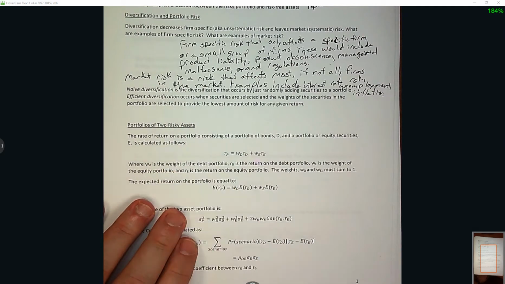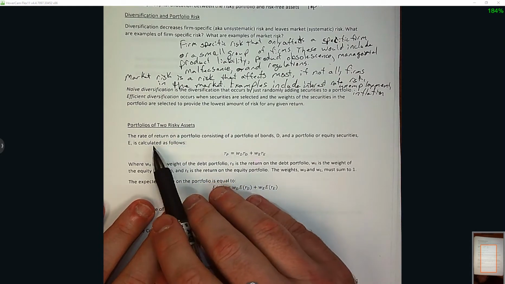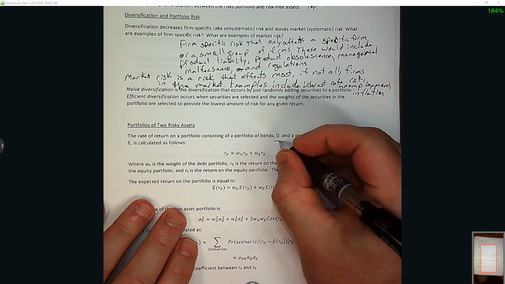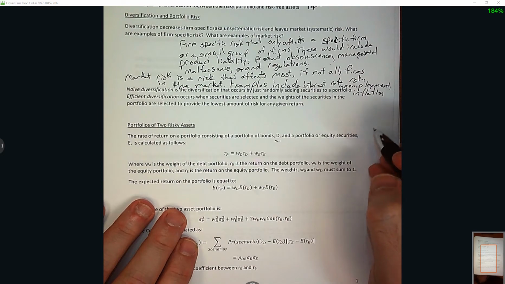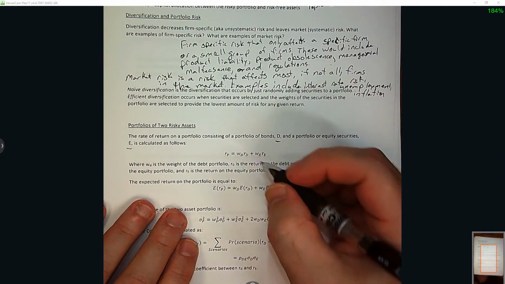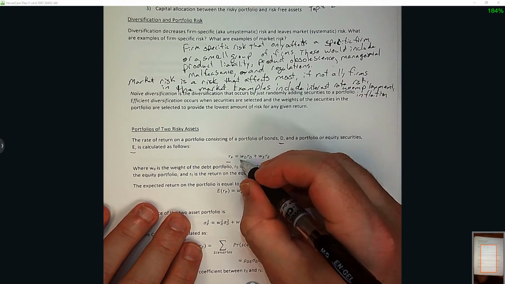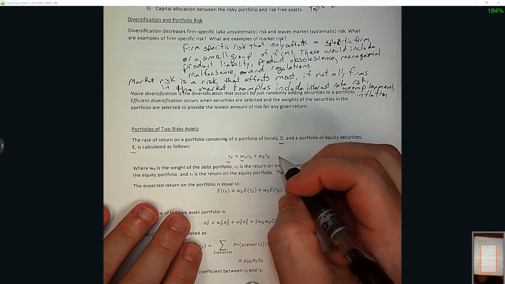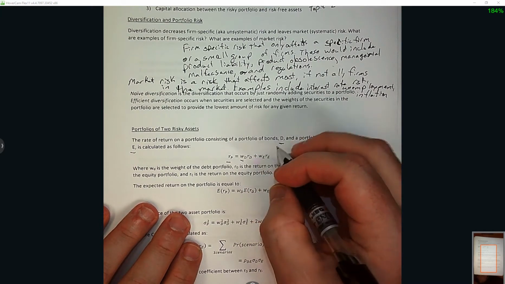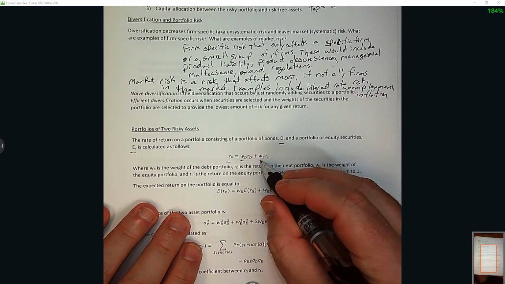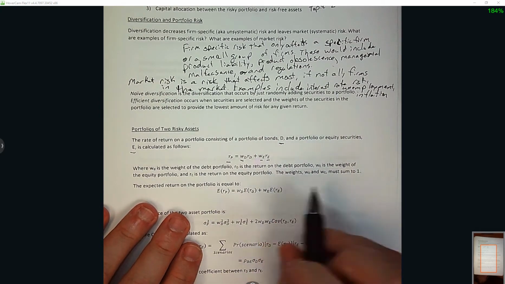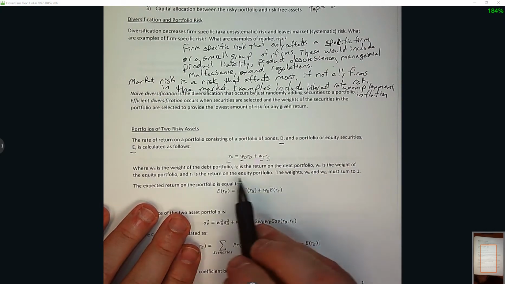So we're going to start off with just a very simple example, a portfolio of two risky assets. For a portfolio of two risky assets, the rate of return on a portfolio consisting of a portfolio of bonds, which we're just going to call D for debt, and a portfolio of equity securities, E for equity, is calculated as follows. So the return for the portfolio is equal to the weight of our investment in D multiplied by the return for D plus the weight of our investment in E multiplied by the return for equity. And I have that explanation down here.